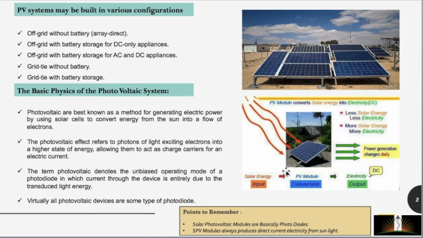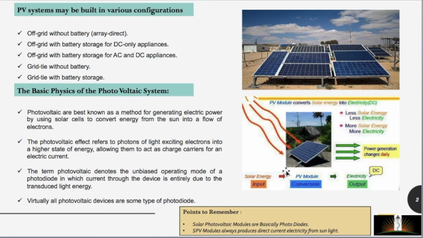A solar photovoltaic system can be broadly classified into two types. One is the grid type, in which the solar system is connected with the existing electricity grid, and the next is the off grid, where it basically works as a distributed generation system, just like a generator. If we go for a narrower classification, off grid can again be subdivided into three parts. First, the off grid without battery.